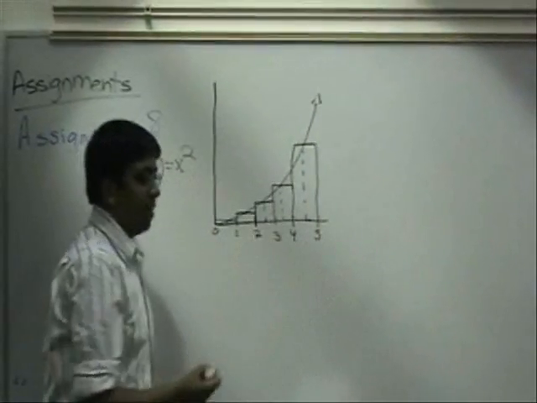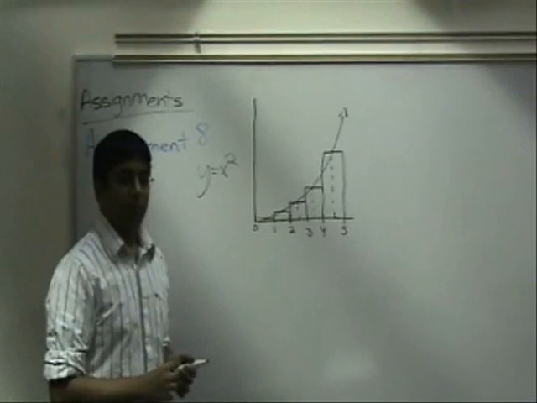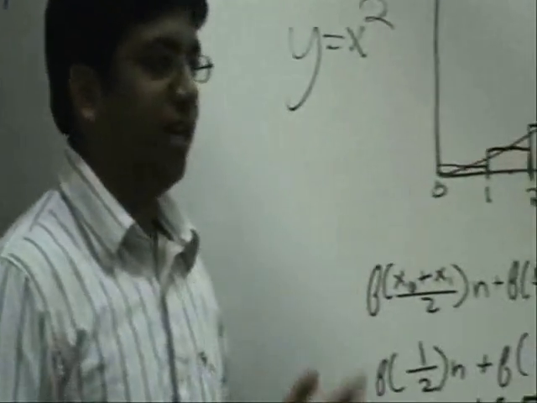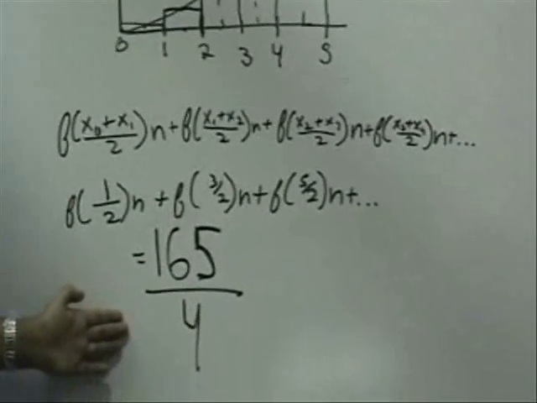By adding these rectangles up, we have a much better approximation of the actual interval. So as you can see here, after you find the area of all these rectangles and add them up, you get your final answer of 165 over 4.